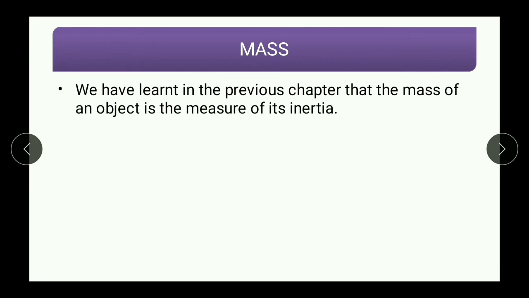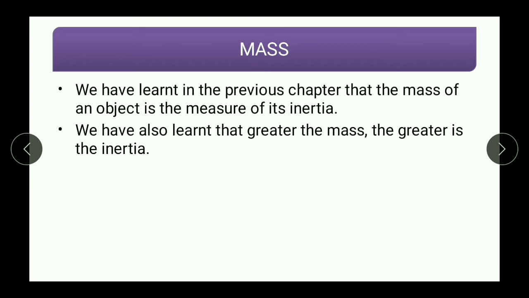Students, we have learnt in the previous chapter that the mass of an object is the measure of its inertia. What is inertia? The resistance offered by the object during motion or when it tends to move. In other words, if you try to move that object, it will not move by itself unless and until you apply some force. So when the object is at rest and if you try to move it, then it will offer some resistance or some opposition. This opposition is nothing but inertia, and mass is a measure of its inertia.